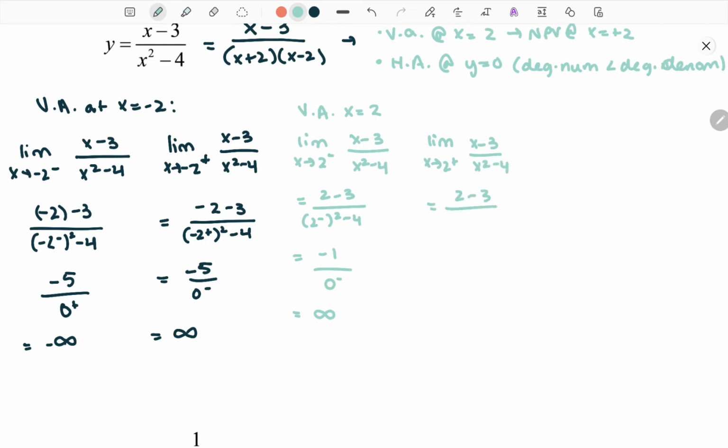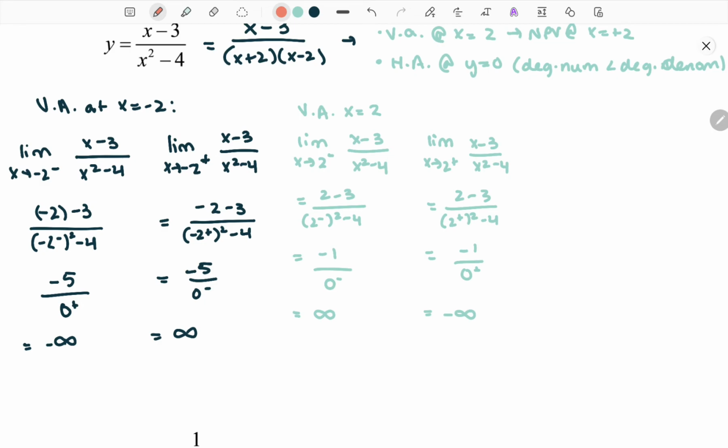Right, I get a 2 minus 3. I get a number bigger than 2. Square it, I subtract 4, which means I get a positive value on the bottom. Negative on the top tells me I approach negative infinity. So there's my justification for my 2 vertical asymptotes.